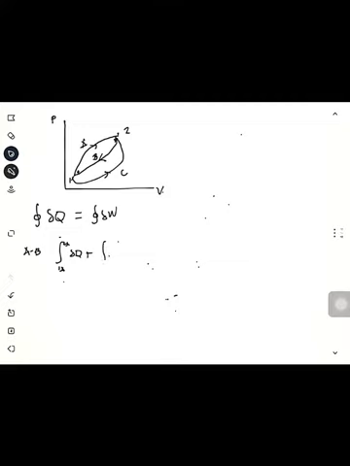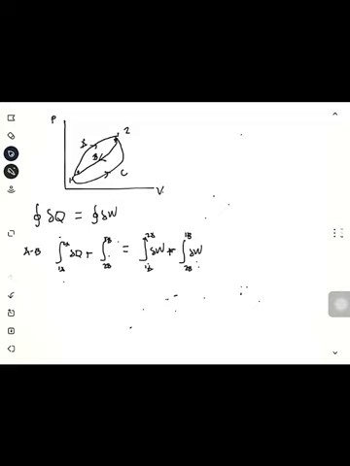the integral from 2B to 1B, and this is equivalent to the integral from 1A to 2A of the differential of W plus the integral from 2B to 1B of W.